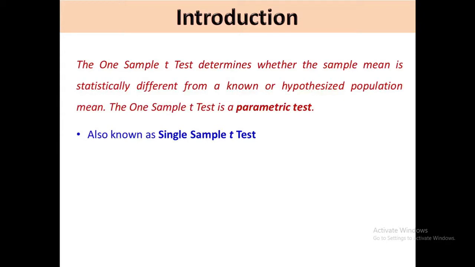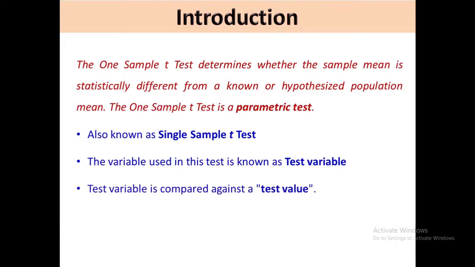The variable used in this t-test is known as test variable. In a one sample t-test, the test variable is compared against a test value, which is a known or hypothesized value of the mean in the population.